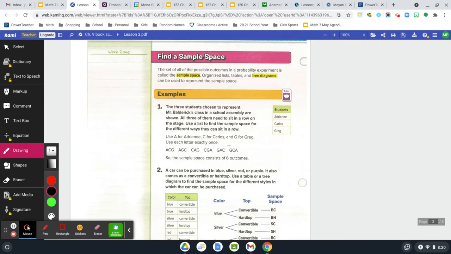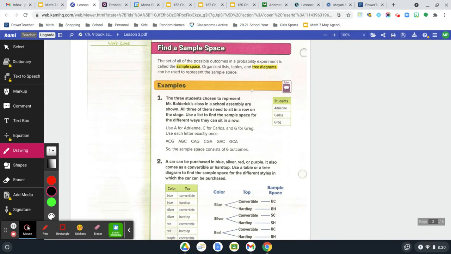All right, finding a sample space. A sample space, this definition, is the set of all possible outcomes in a probability experiment. To look at a sample space, you can use organized lists, tables, or tree diagrams to represent it. So let's look at a couple of examples here.